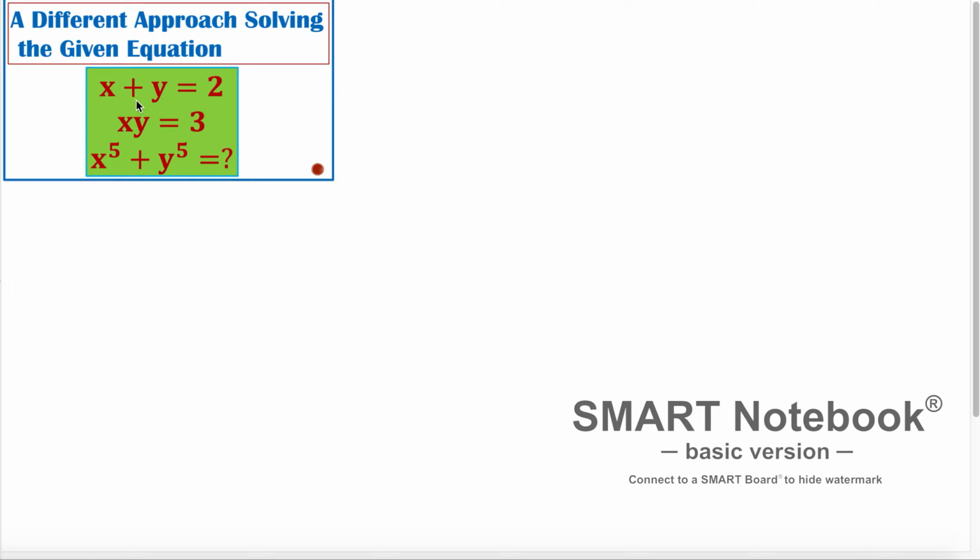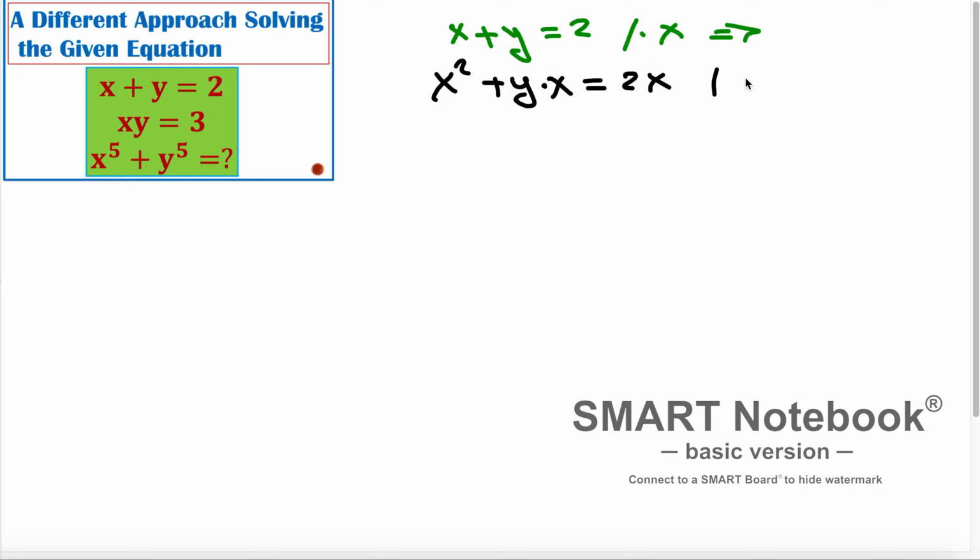For example, if we take this equation here, x plus y, and we equate it with 2. If we multiply everything by x, it yields x squared, x times x squared plus y times x is equal to 2x. If we subtract 2x from both sides, we are going to get x squared.